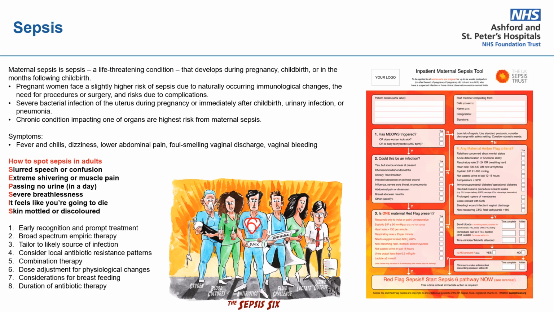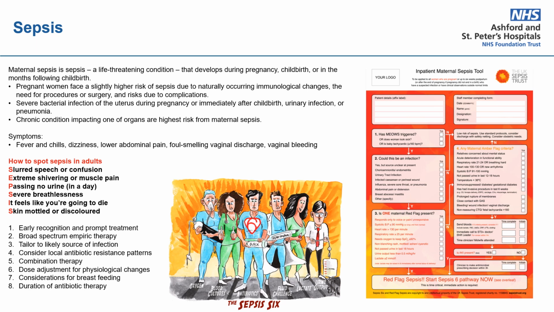Cover the likely pathogens in the postnatal period, such as Staphylococcus aureus, E. coli, and anaerobes, which cause intra-abdominal sepsis. Thirdly, tailor the antibiotics to the likely source of infection. Is it from the uterus? Is this endometritis? Is there a caesarean section wound infection or an episiotomy site? Could this be a urinary tract infection, mastitis, or a breast abscess?